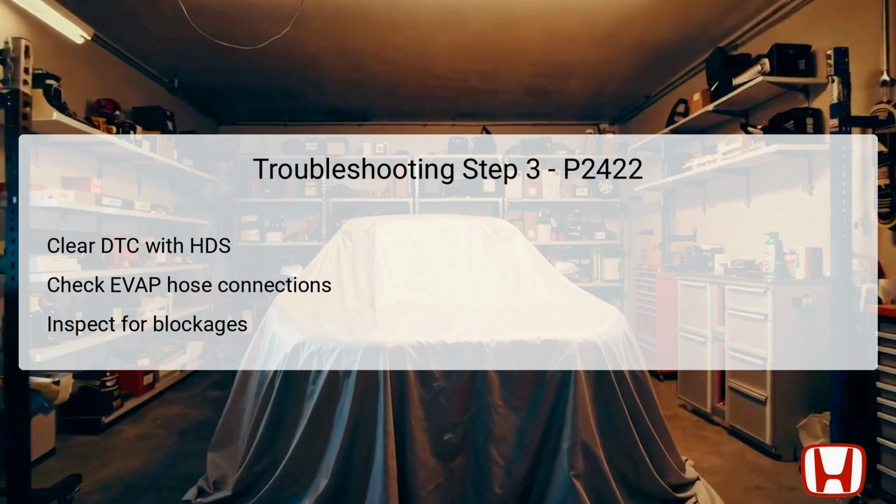Once cleared, your next action is to check the connections and integrity of the EVAP canister vent lines. This includes inspecting for any blockages that may restrict the proper flow of vapors within the lines.